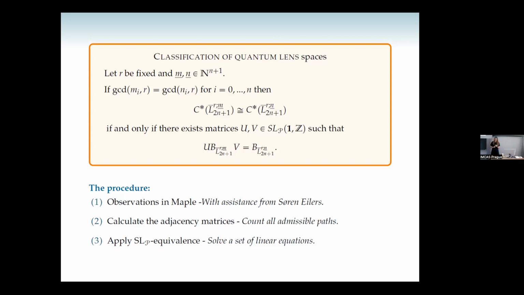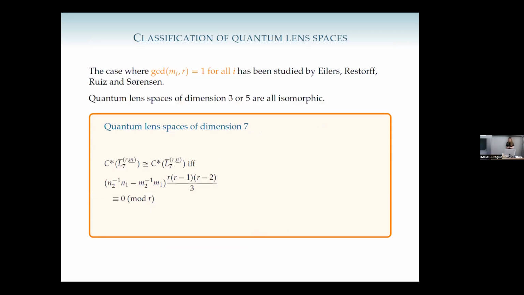And after that, we, of course, had to do everything by hand. So first calculate the adjacency matrices, and then apply this SLP equivalence. I mean, calculating this set of linear equations and finding a solution. So that's the procedure. But the observations we did using the computer were very crucial, because it's very easy to make mistakes with all those calculations. So it was a very important tool. So let me describe some of these classification results for you.